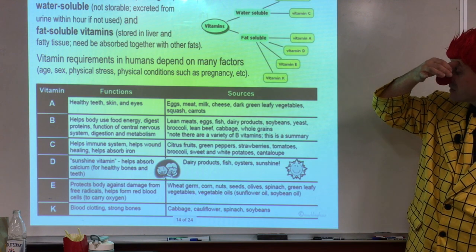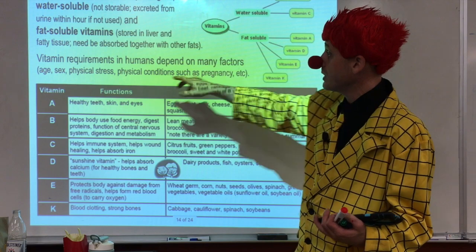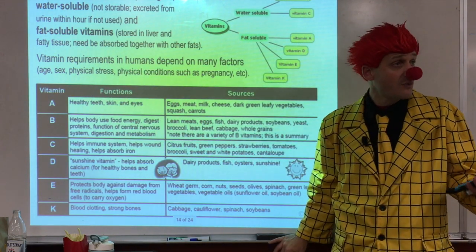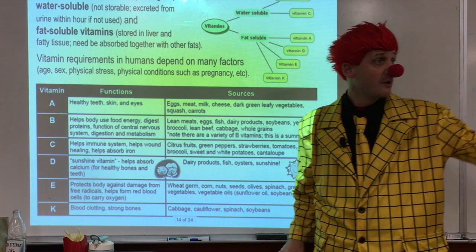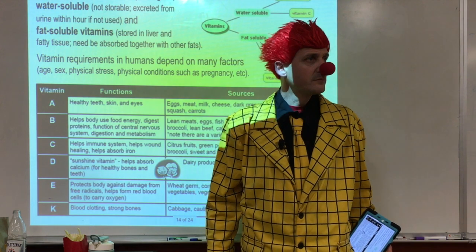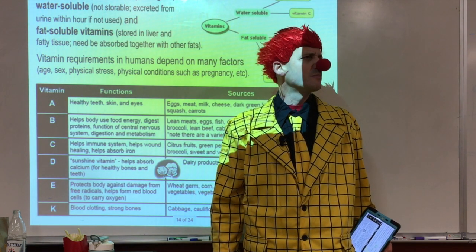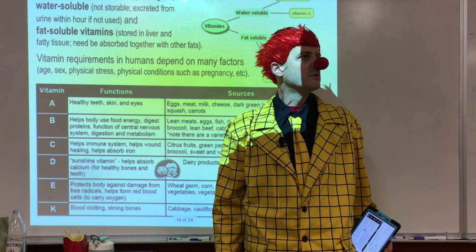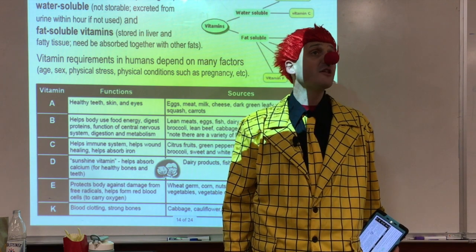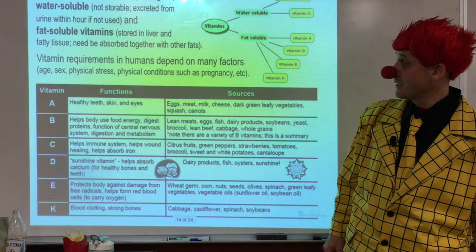And then the requirements of vitamins depend on many factors: your age, sex, physical activity, physical condition, pregnancy, for example, stuff like that. Yes, sir? So all these natural vitamins that we consume have natural sugars in them too, right? Yeah, but that's minute. Would that affect the color of your urine? Well, the B vitamins can do that. Absolutely.